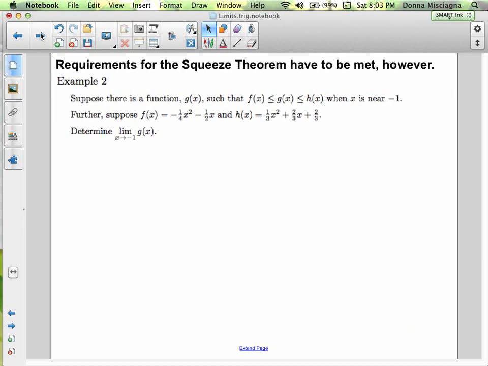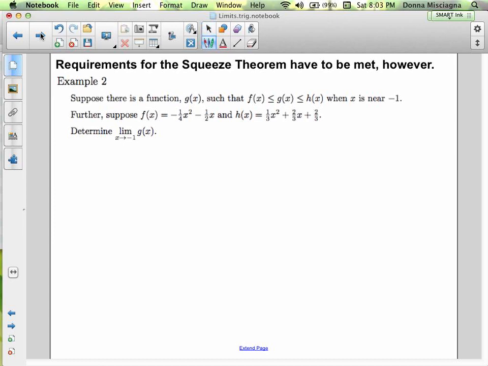All right, suppose there, okay, this is a different one. I thought I had the same one again. All right, suppose there is a function g of x such that f of x is less than or equal to g of x is less than or equal to h of x when x is near -1. Further, suppose that f of x is equal to -1/4 x squared minus 1/2 x, and h of x is equal to 1/3 x squared plus 2/3 x plus 2/3. Determine the limit of g of x as x approaches -1.